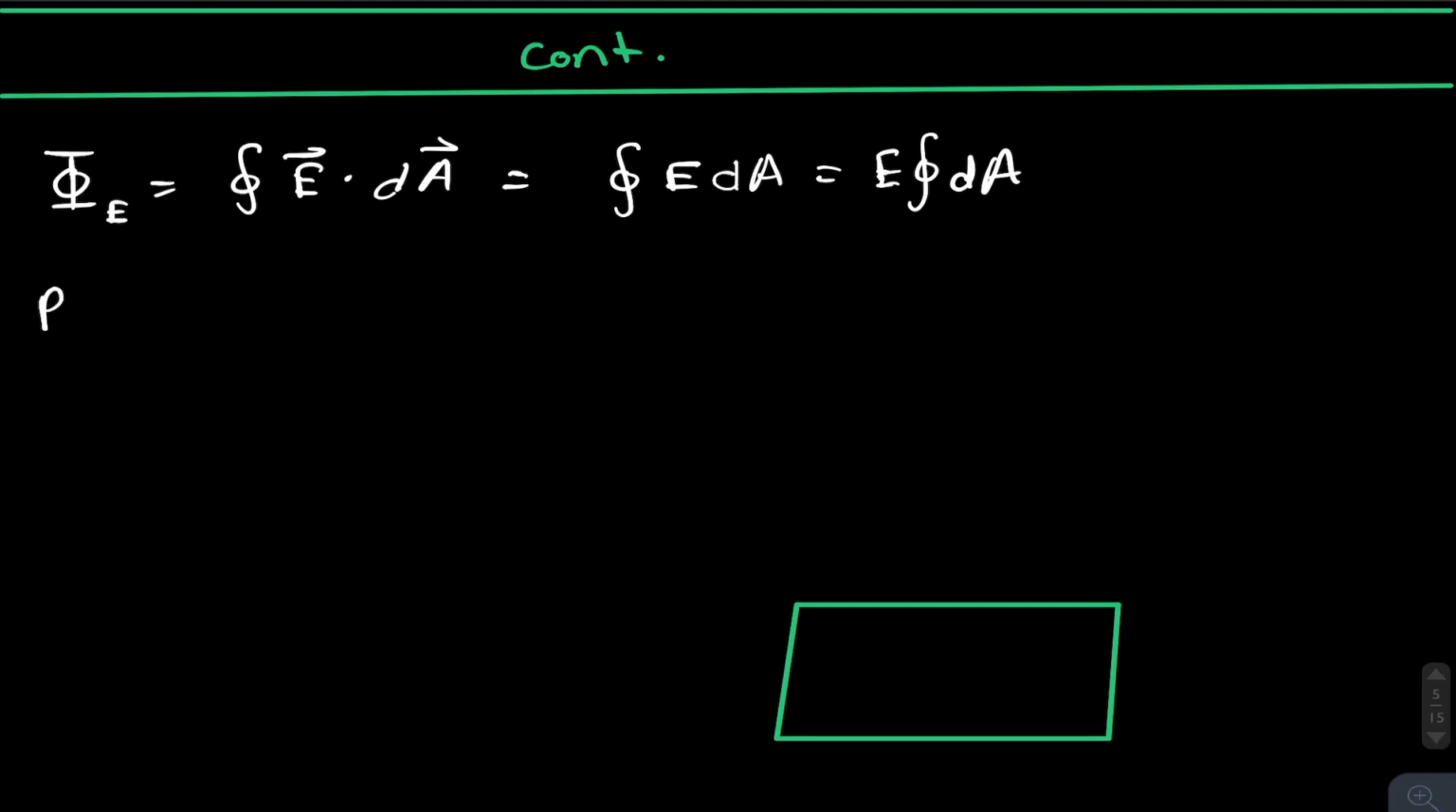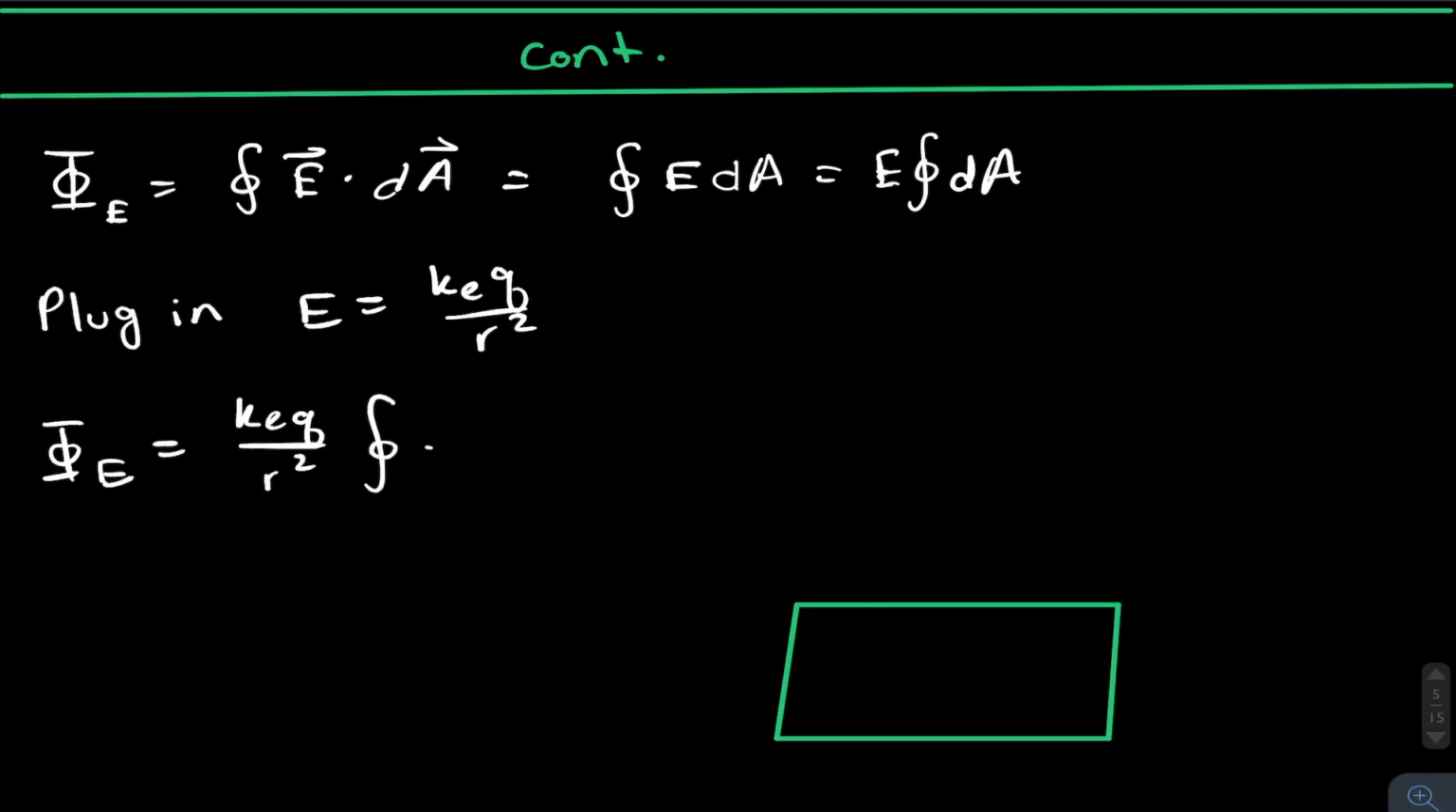So what we're going to do now is plug in that the electric field for a sphere is KE Q over R squared. Okay, so let's plug that in. We get that the electric flux is equal to, instead of E, KE Q over R squared times the closed integral of dA, which is equal to KE Q over R squared. The closed integral of dA is just going to be A. Just evaluate it like a regular integral. It's just going to be A, so that is KE Q over R squared times the area.